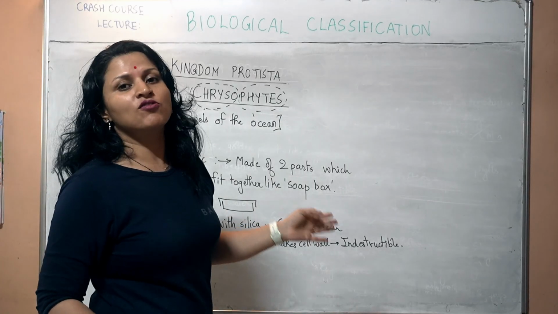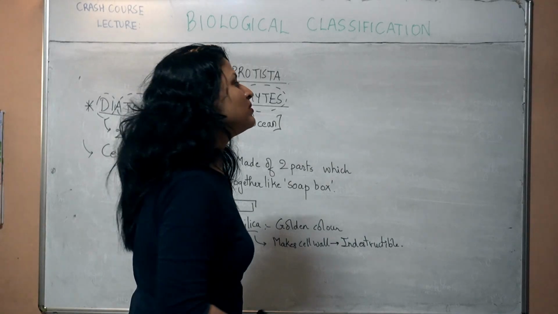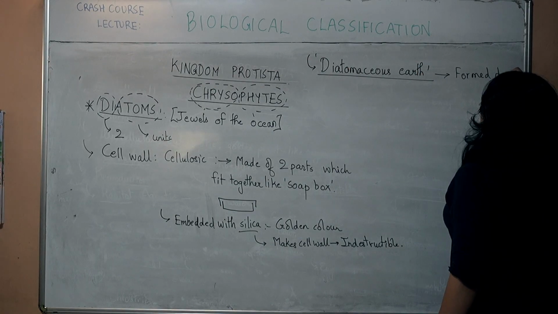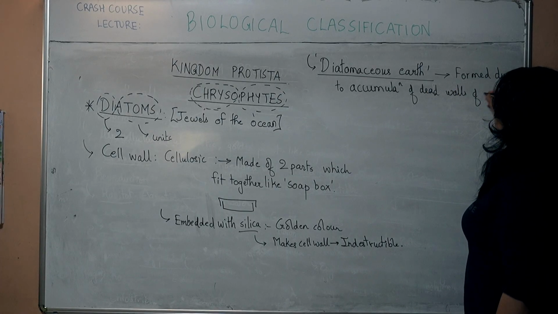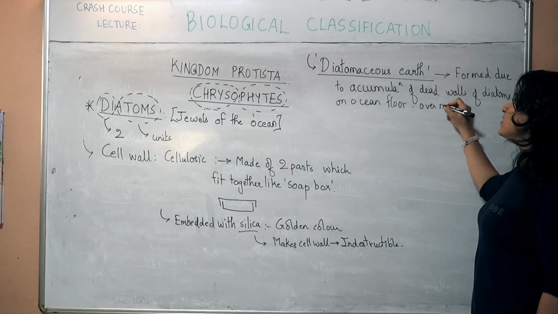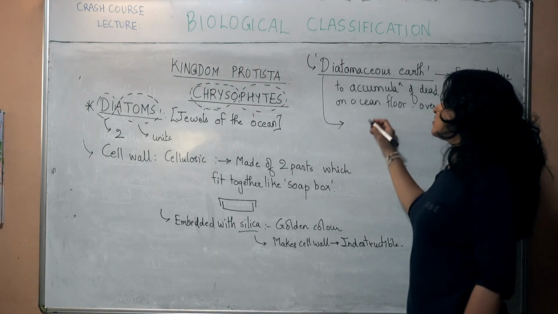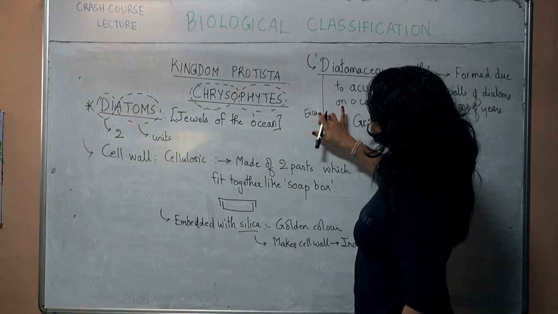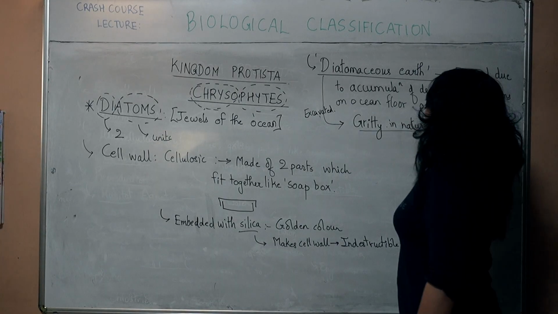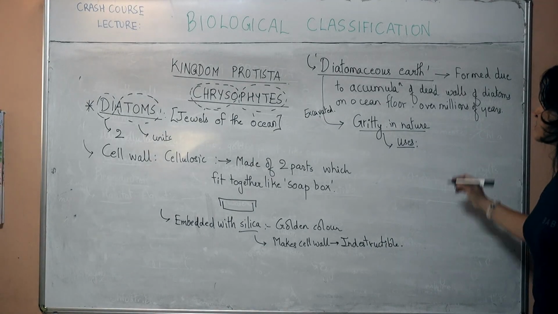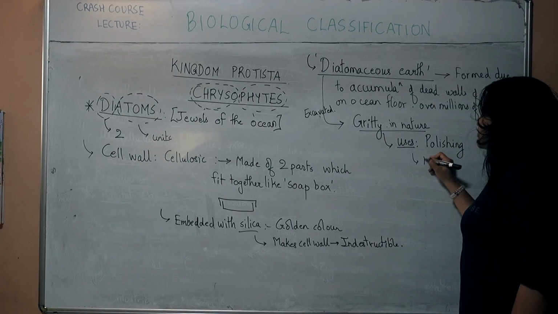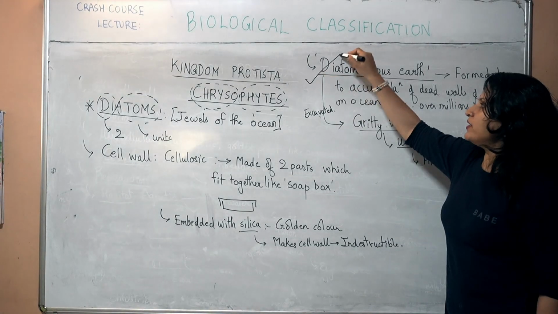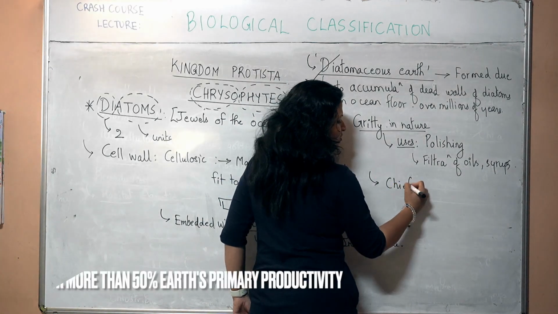The accumulation of dead cell walls of diatoms on the ocean floor has resulted in the formation of what is called diatomaceous earth. Diatomaceous earth is formed due to accumulation of dead walls of diatoms on the ocean floor over millions of years. The characteristic feature of this diatomaceous earth is that it is gritty in nature, and this earth is excavated. It has many functions. It is used for various purposes such as polishing because of its gritty nature, and filtration of oils and syrups because of its porosity. Clear? Very important point, diatomaceous earth. They are known as the chief producers of the ocean.